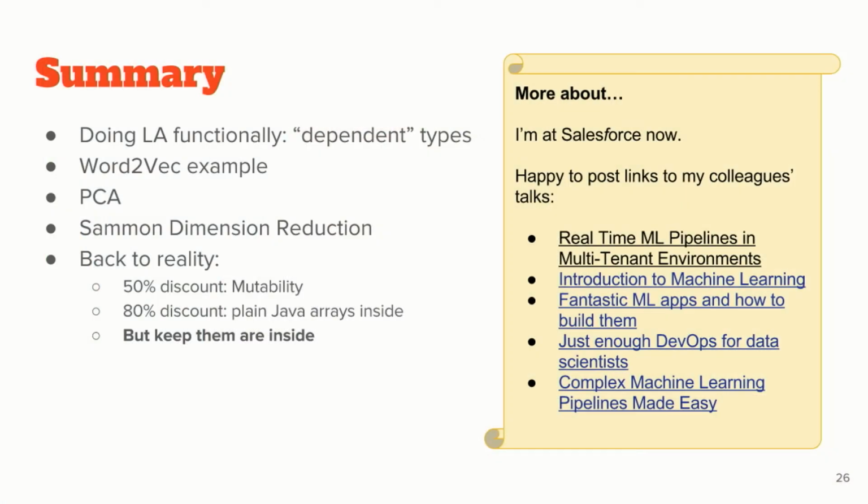So what did we do? I tried to do LA functionally. Yeah, and I do LA functionally, but on a certain level. There are layers below. So the example was word2vec, and I applied PCA, dimensionality reduction, and Sammon dimensionality reduction. But to be real, I have to keep stuff mutable and do all these operations through Java.